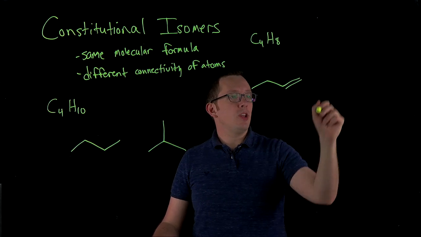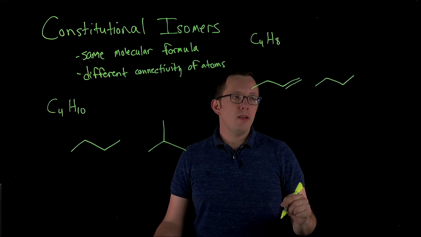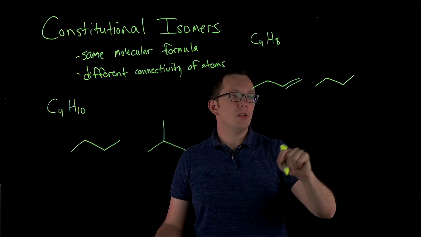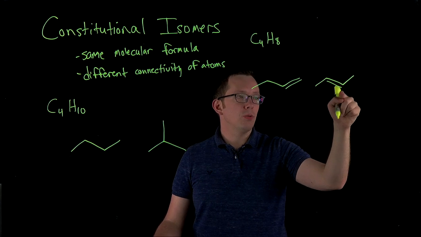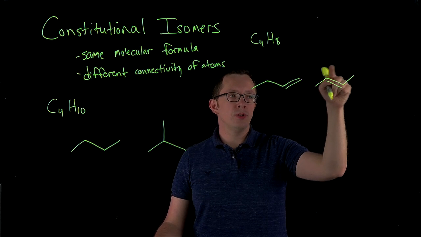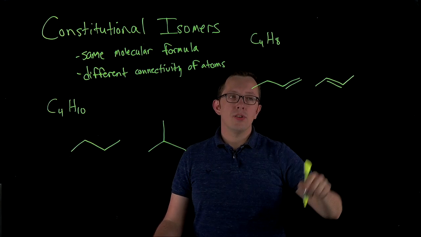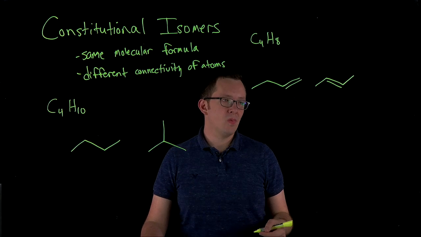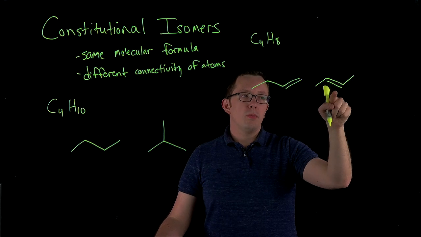We can do the same thing here: draw out an extended 4-carbon chain. Instead of putting the double bond between these 2 carbons, let's put it in the middle. Again, 4 carbons here. We have 3 hydrogens plus 1 plus 1 plus 3 for a total of 8. So this is another constitutional isomer for C4H8. We continue to do this, moving the double bond from the right side to the middle.